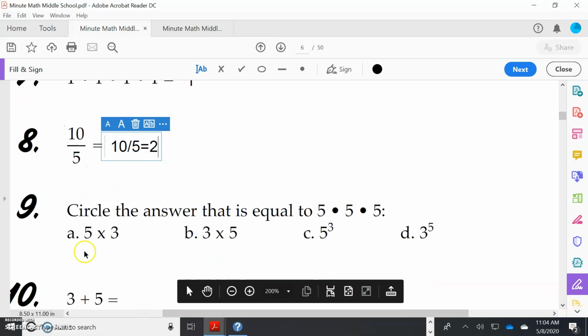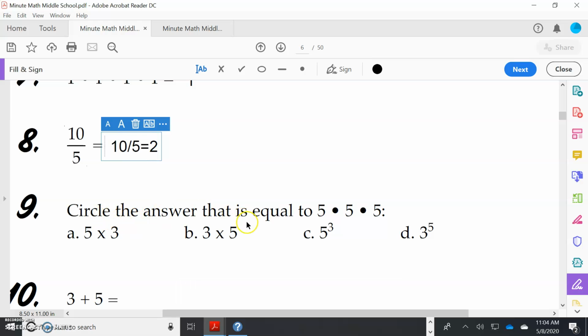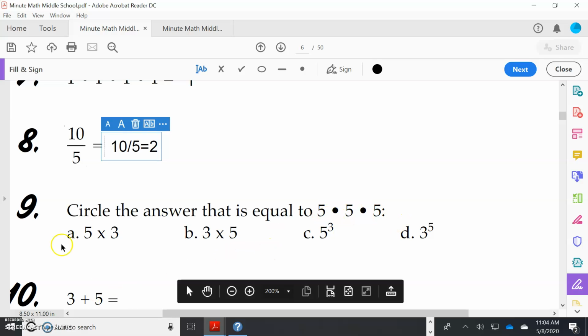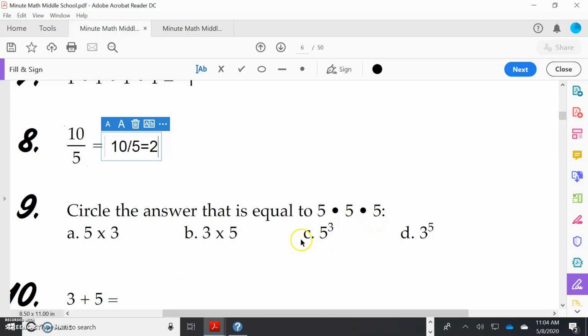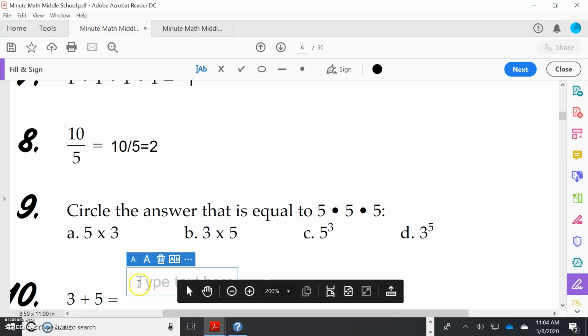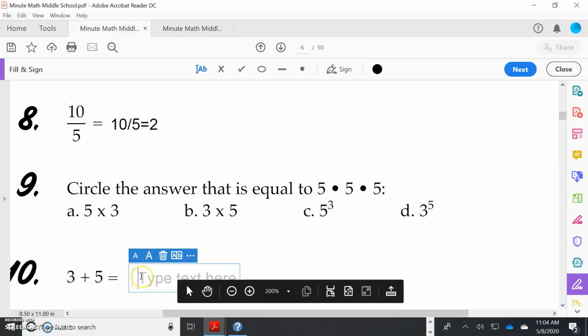It says, write down the answer. It says circle, but you can just write the letter down. Write down the answer that is equal to this. 5 times 5 times 5 is the same as 5 times 3. No, that's not true, because 5 times 3 is 15. 5 times 5 is 25, times 5 more is 125. So it would have to be this one right here. And I can't circle it, so you just have to write that down, that letter. Okay, 3 plus 5. Really, I'm not even going to tell you 3 plus 5. Just write the answer down of what 3 plus 5 is.